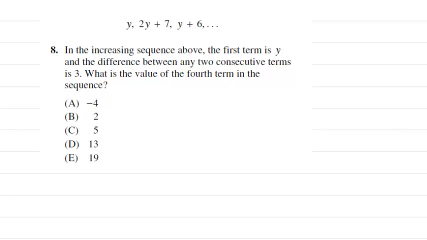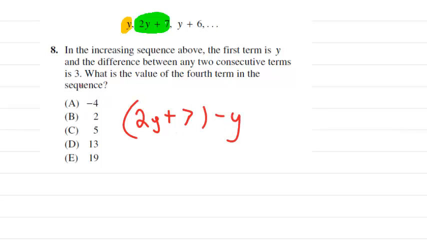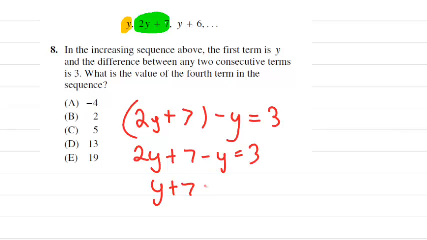Well, if the difference between any two consecutive terms is 3, that means that if I take the second term and subtract the first term from that, and I know because it's increasing that the green part there is the bigger one. So 2y plus 7, when I take away y from that, the difference is going to be 3. So 2y plus 7 minus y equals 3. Combine like terms, y plus 7 equals 3. Take away 7 from both sides, and y equals negative 4.